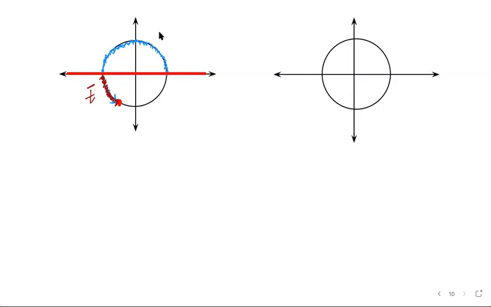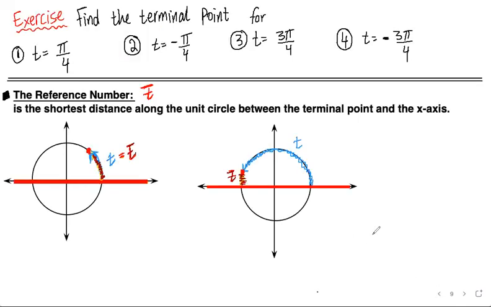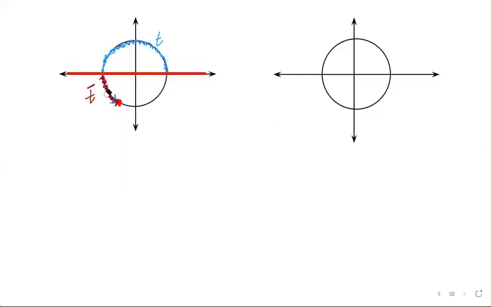Yes, I can go back. So this is t, and t bar is from here to here. Okay. So this is my t bar, the smallest distance between the x-axis and the terminal point.